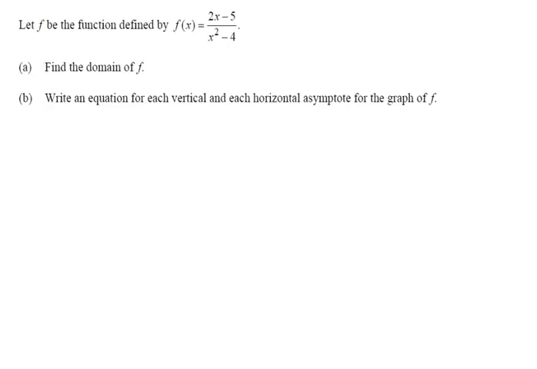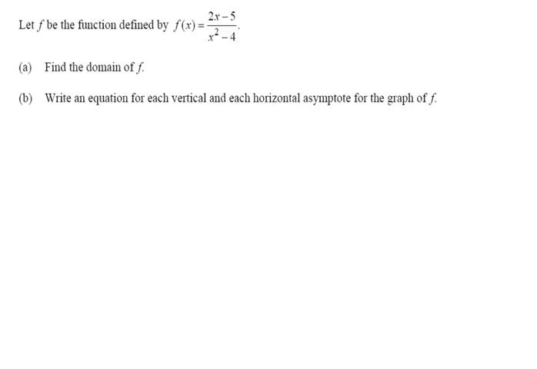Okay, the next problem: we have the function defined by f of x is equal to (2x minus 5) over (x squared minus 4). And the first thing that we want to do is to find the domain of f. Well, a rational function will be defined wherever its denominator is not equal to 0.